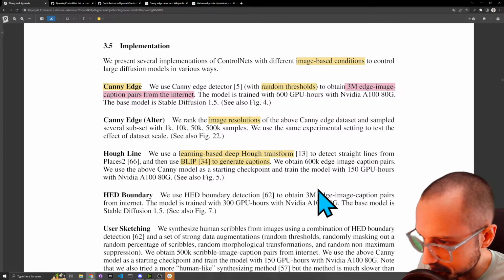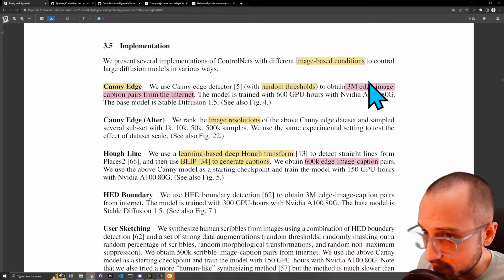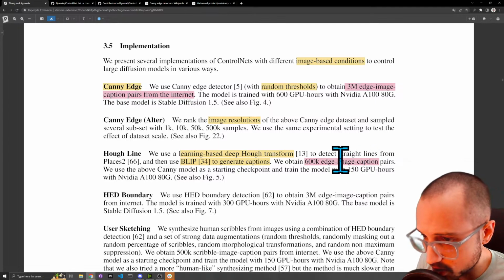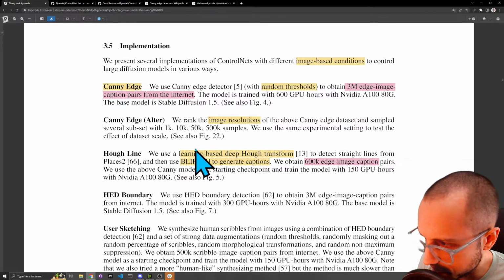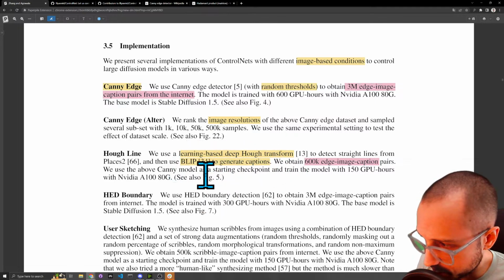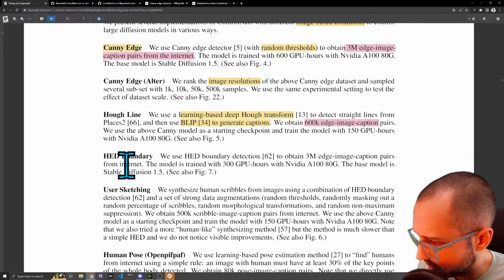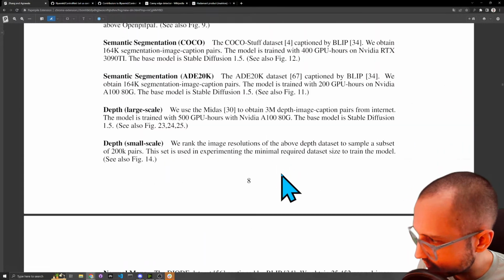They make a different data set here, right? So now they have a data set that starts from an image caption data set, but then for every image in that data set, they calculate the edges, right? And they do that using this Huff transform. And they don't actually train this one from scratch. They train it from the Canny edge model. So they take this model here and then they push more gradients on it for another 150 GPU hours. Okay. Damn, they have a bunch of these.